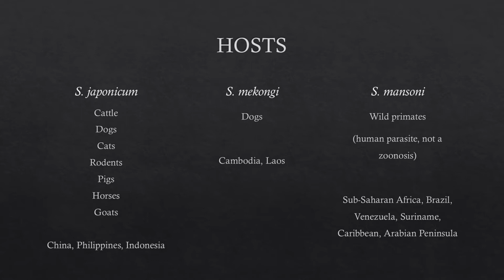This is the host for the schistosoma. For S. japonicum in cattle, dogs, cats, rodents, pigs, horses, and goats. It is endemic in China, Philippines, and Indonesia. S. mekongi in dogs and endemic in Cambodia and Laos, while S. mansoni in wild primates. It acts as a human parasite, but not a zoonosis. Endemic in Sub-Saharan Africa, Brazil, Venezuela, Suriname, Caribbean, and Arabian Peninsula.